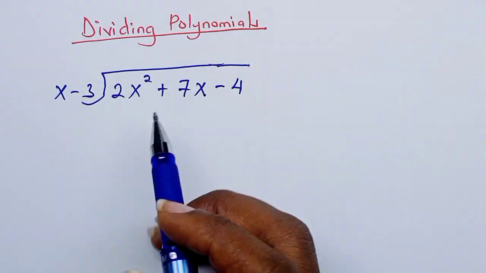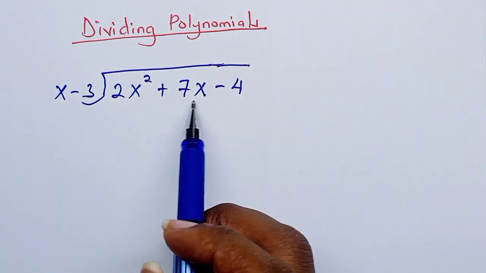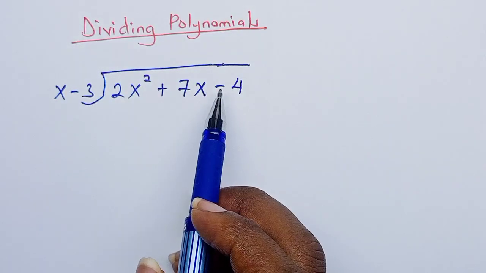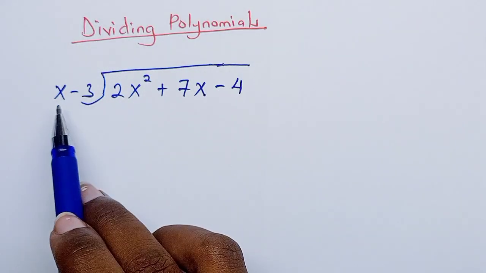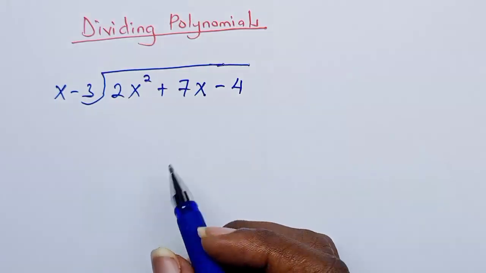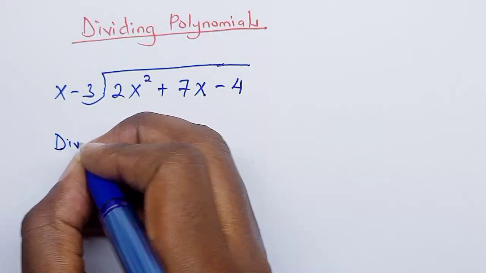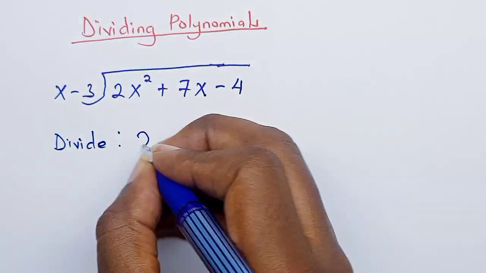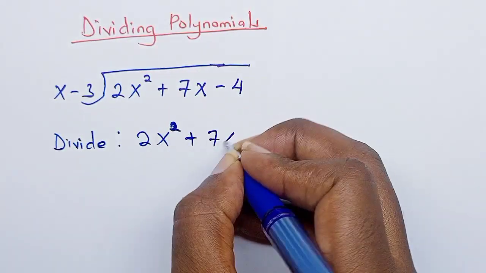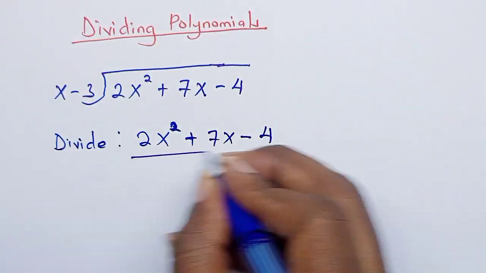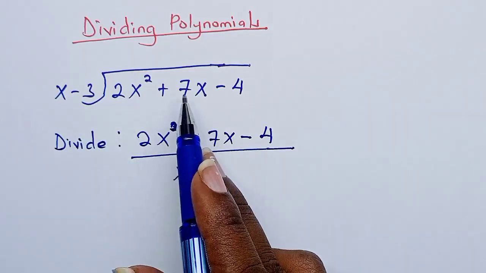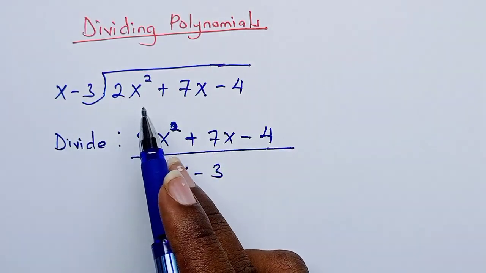Let's look at how to divide polynomials. So suppose you have this question, 2x squared plus 7x minus 4. Divide this by x minus 3. They could have told you to divide, and they tell you 2x squared plus 7x minus 4 divided by x minus 3. So this is how you represent it on the long division.